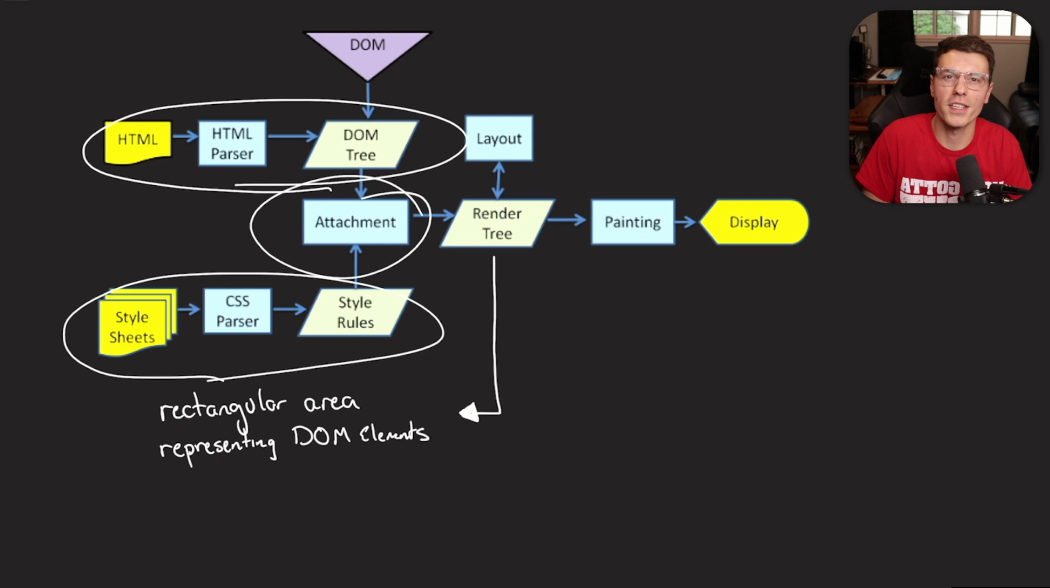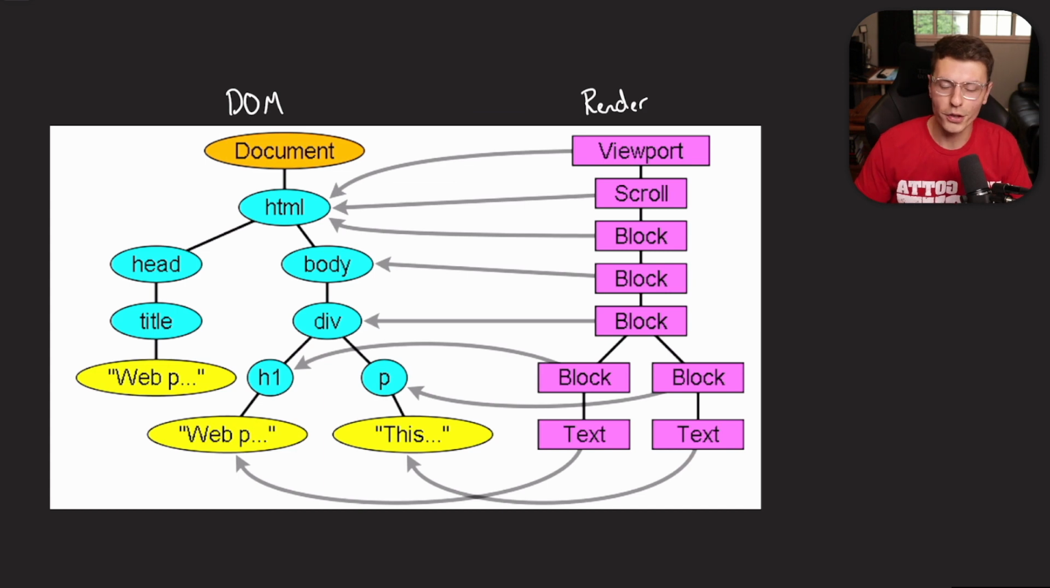The render tree represents a rectangular area that corresponds to the DOM elements. There's a key difference here. The non-visual elements won't actually be in the render tree since they're not visible. For example, in the DOM tree, we saw stuff like HTML and head. Those type of things, since they're not actual visible objects, will not be in the render tree. And this is what a render tree would look like for an example DOM tree. So you see the HTML and stuff like that turns into a viewport, scroll, and a block. And each of those blocks is a rectangular area that's going to be holding the actual element inside of it.